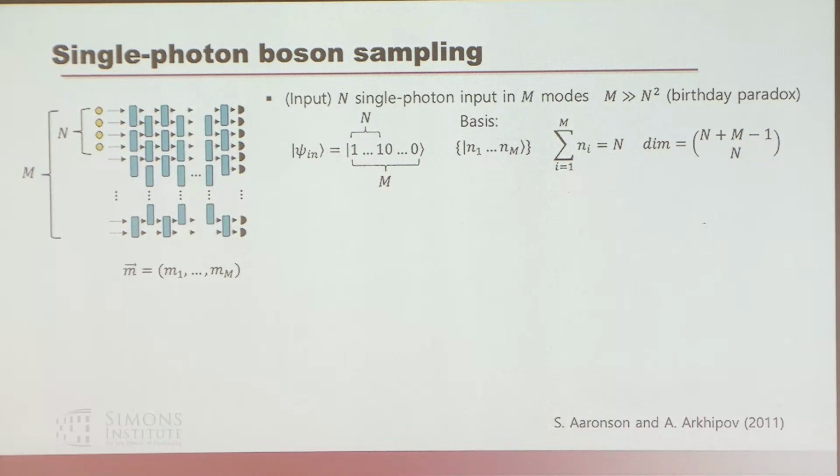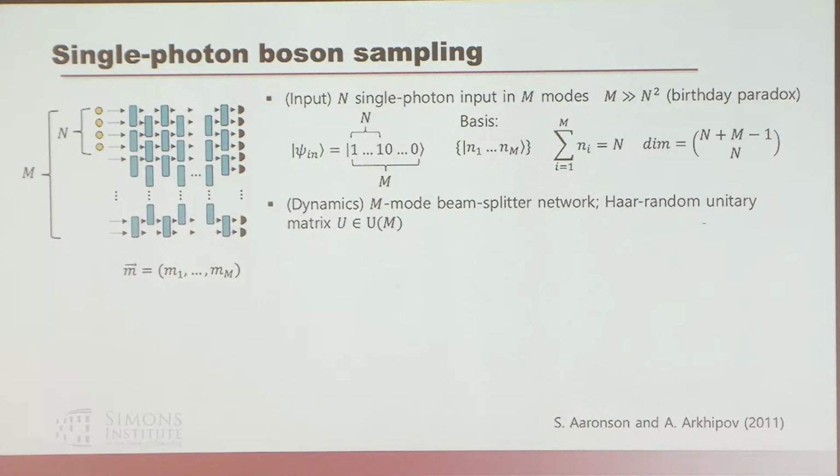The dynamics of this input state is going to be a so-called m-mode beam splitter network, which is sometimes called a linear optical device. The photons go through a bunch of beam splitters and interfere with each other. This beam splitter network can be represented by an m by m unitary matrix, and we choose this unitary matrix to be Haar random.